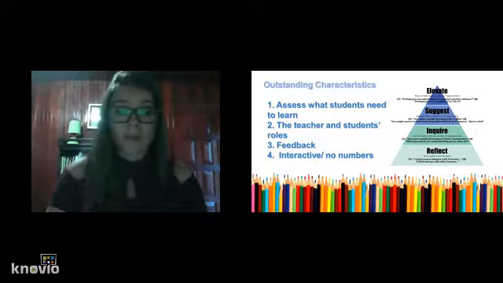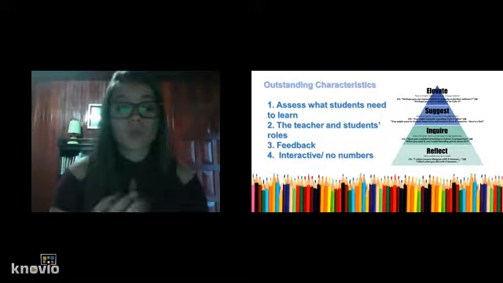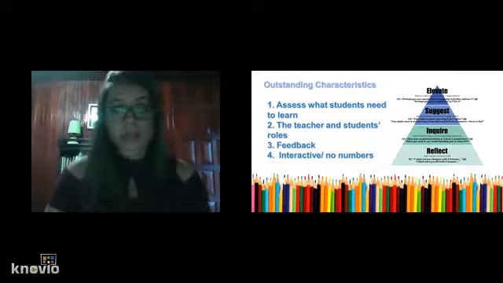There are some outstanding characteristics formative assessment has. The first one is to assess what students need to learn. So in this way, the teacher can predict how the students will perform in the standard tests, and this will give instructional strategies, student mastery, and curriculum alignment.